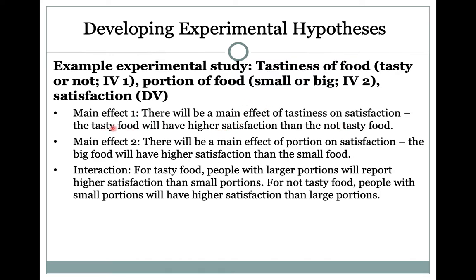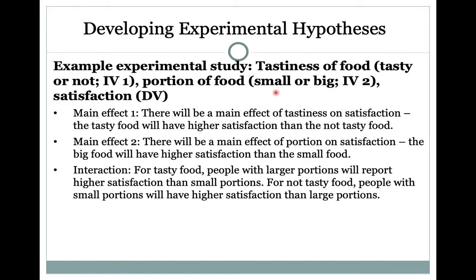So the tasty food will be higher than the not tasty food. So tasty versus not tasty, one is higher in satisfaction than the other. Then we have main effect 2. There will be a main effect of portion on satisfaction. The big food, so the large amount of food, will have a higher satisfaction than the small food.